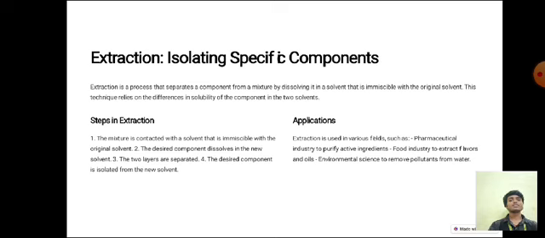Steps in extraction. First, the mixture is contacted with the solvent that is immiscible with the original solvent. Second, the desired component dissolves in the new solvent. Third, the two layers are separated. Fourth, the desired component is isolated from the new solvent. Applications. Extraction is used in various fields such as the pharmaceutical industry to purify active ingredients, the food industry to extract flavors and oils, and environmental science to remove pollutants from water.